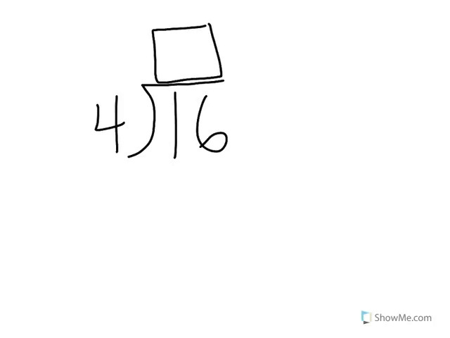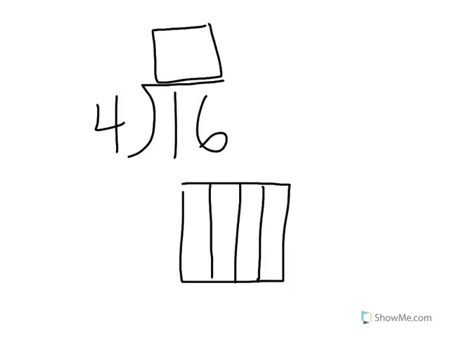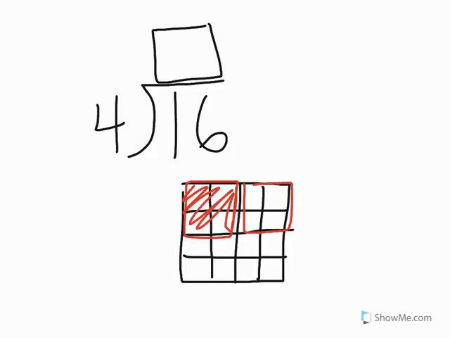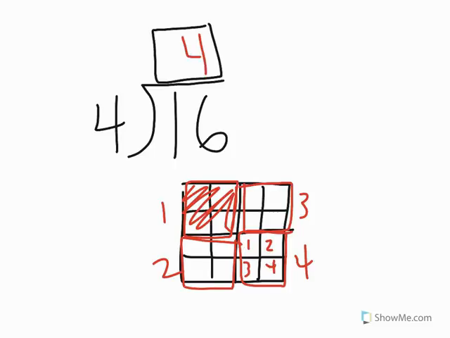Let's try to solve this a different way. Let's say I have an array with 16 legs, and I want to split it into groups of 4. 4 legs can go here, that's 1 frog, another frog here, another frog here, and another frog here. So that makes 1, 2, 3, 4 frogs that each have 1, 2, 3, 4 legs in each group. The answer is 4.